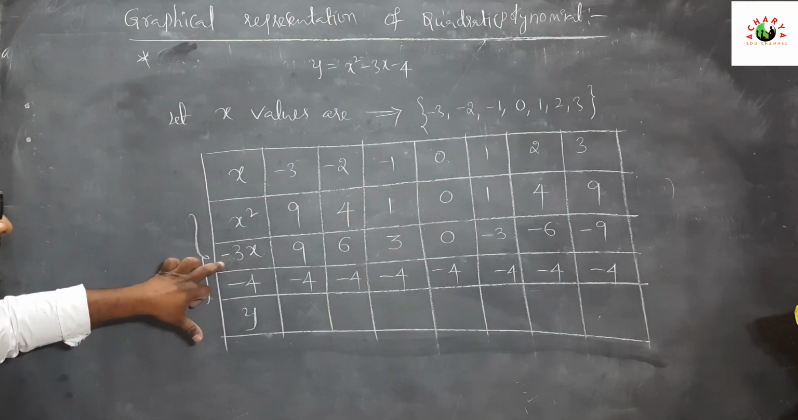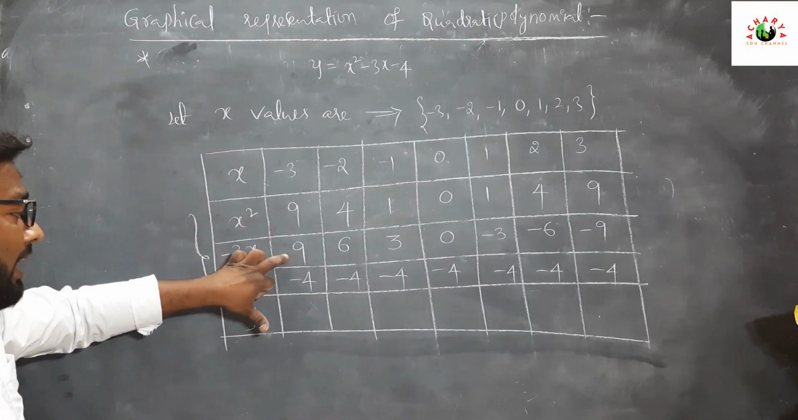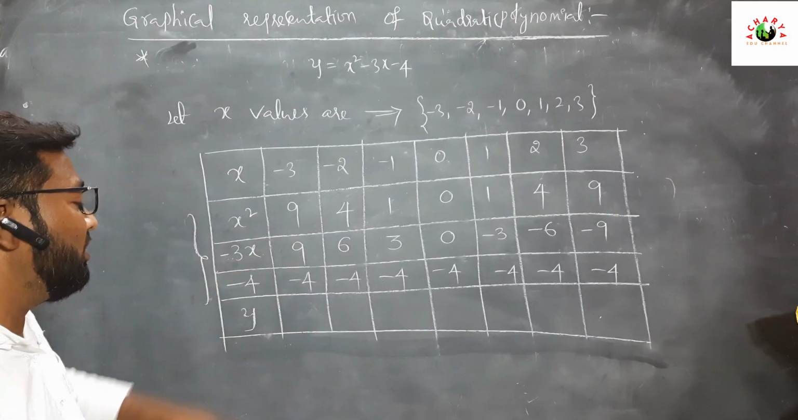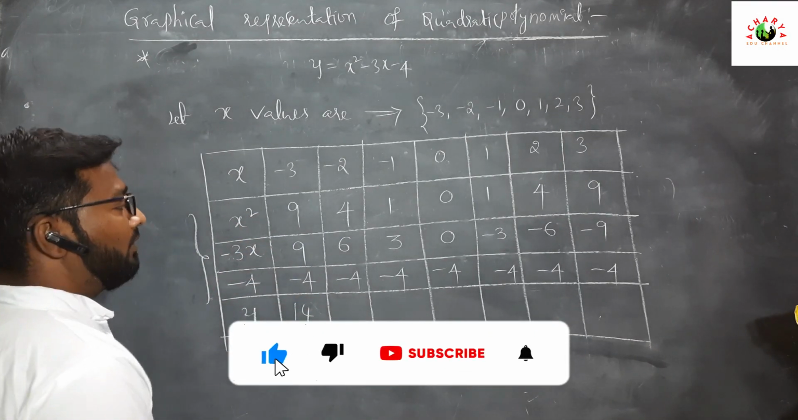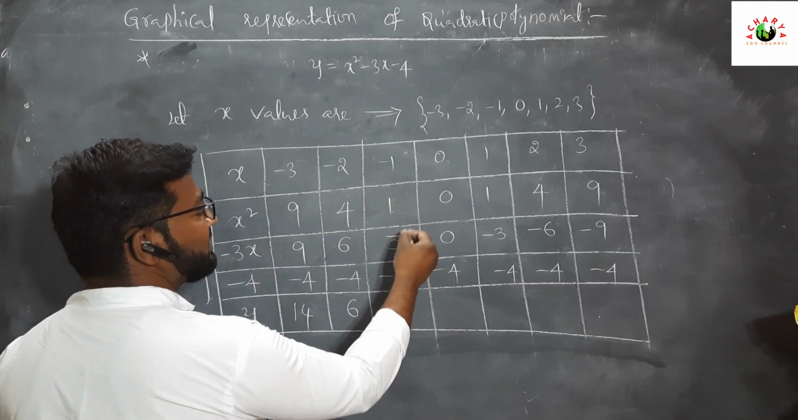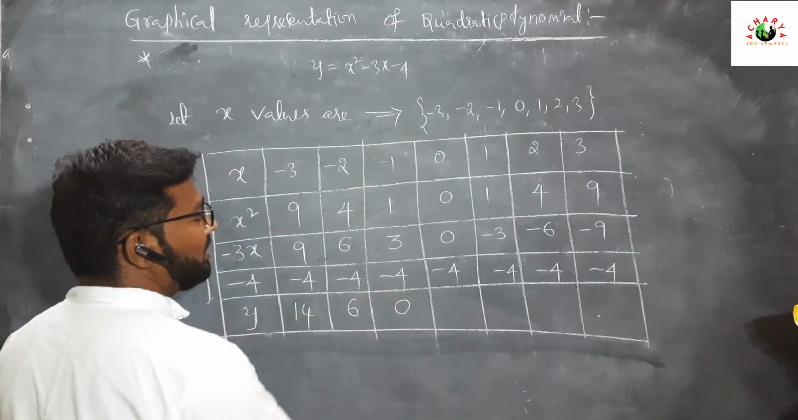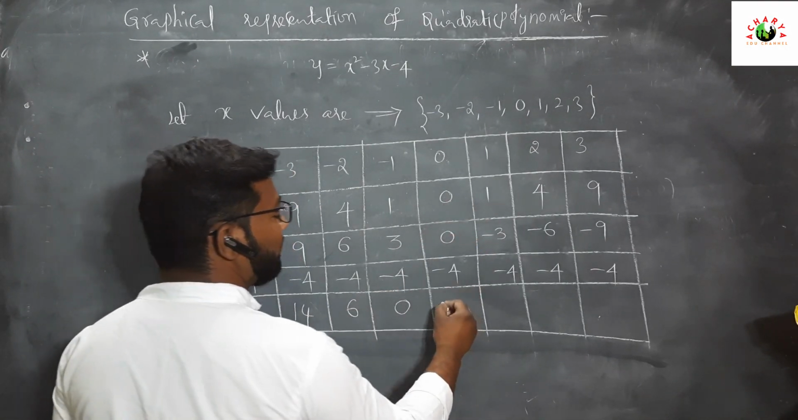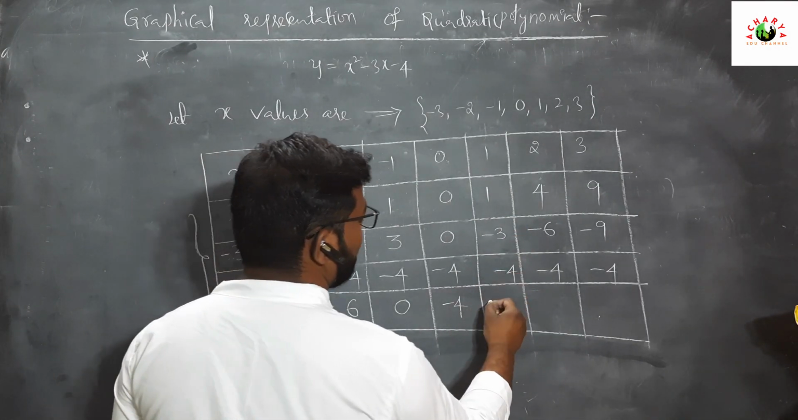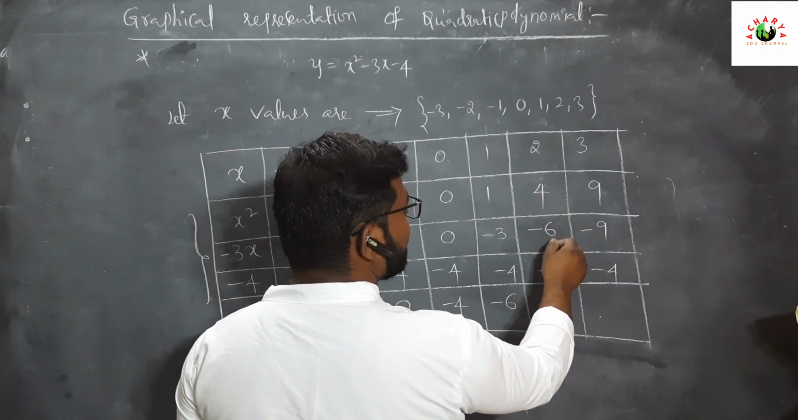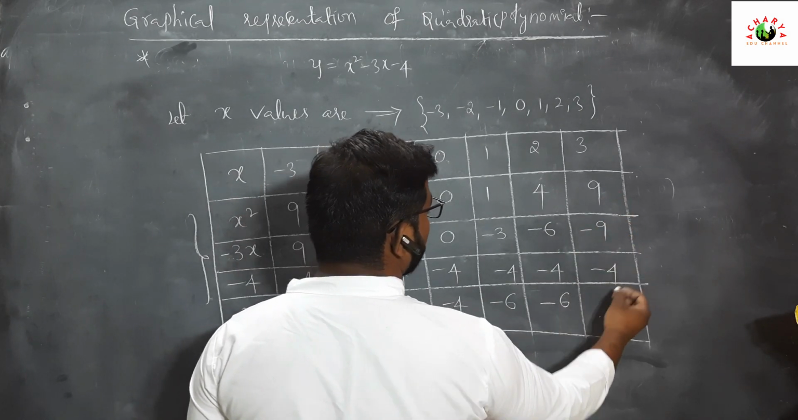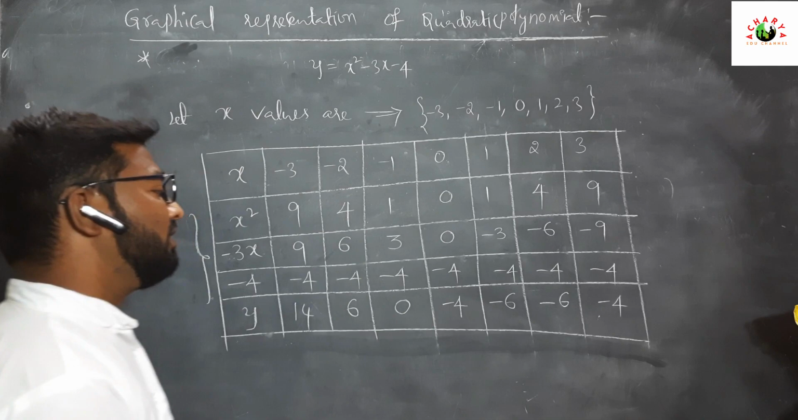Adding x square, minus 3x and minus 4: 9 plus 9 is 18, 18 minus 4 is 14. 4 plus 6 is 10, 10 minus 4 is 6. 1 plus 3 is 4, 4 minus 4 is 0. 0 plus 0 minus 4 is minus 4. 1 minus 3 is minus 2, minus 2 and minus 4 is minus 6. Next, 4 minus 6 is minus 2, minus 2 minus 4 is minus 6. 9 minus 9 is 0, 0 minus 4 is minus 4.